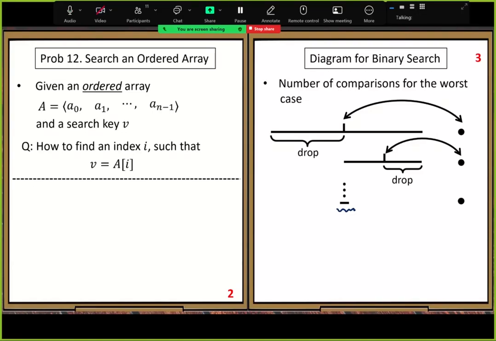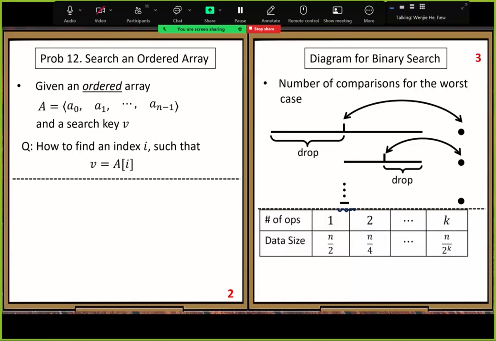So let's look at the relationship between the number of comparisons and the data size. What's the relationship? One comparison, half of the original size. After two comparisons, a quarter of the original data size. And after k comparisons, the data size becomes n over 2 to the k.